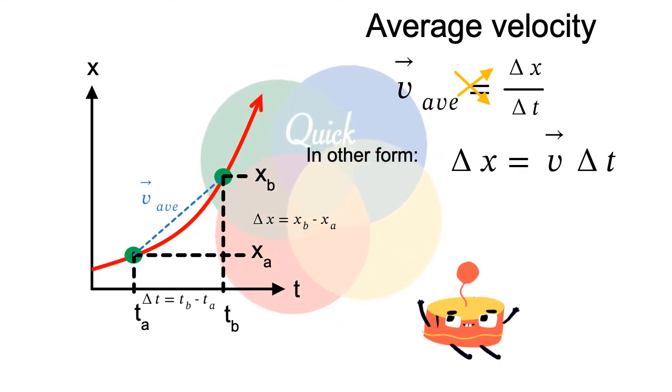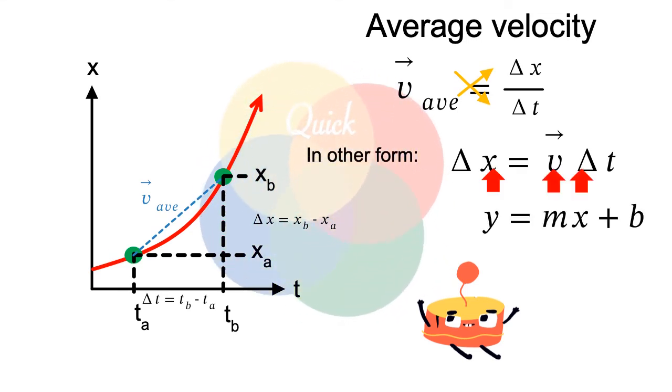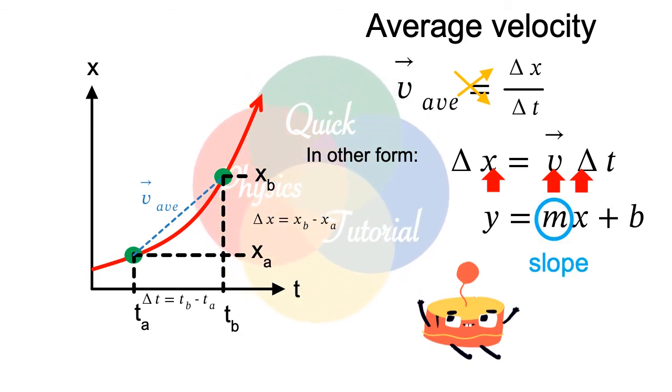Now recall the linear equation, which is just y equals mx plus b, where m is the slope and b is the y-intercept of the graph. So now we can say that the velocity could be the slope of the graph. Notice that at two different points, they have different slopes as well. The point at xb has a steeper slope than xa, which means that the velocity at xb is greater than that of xa.